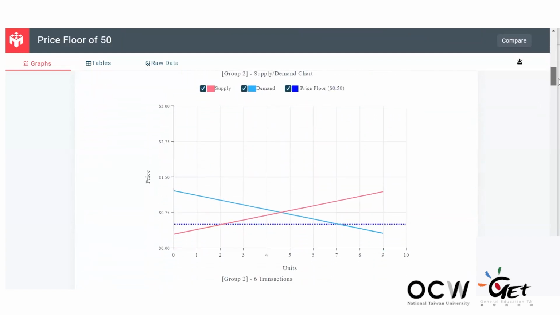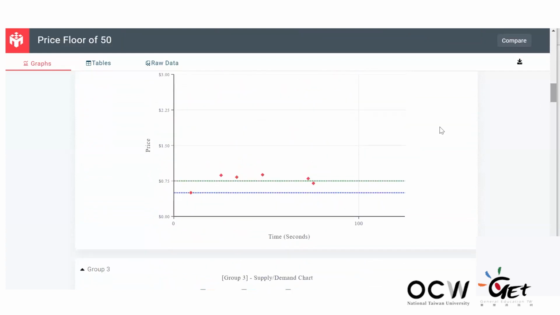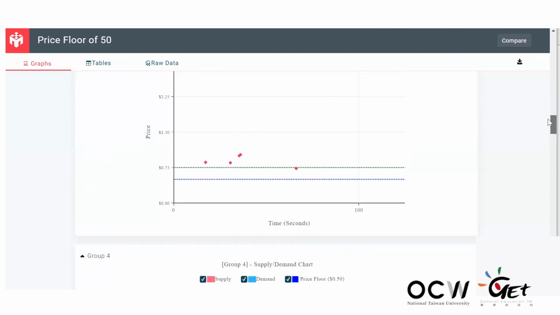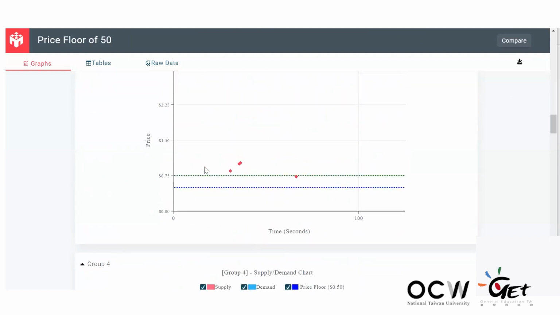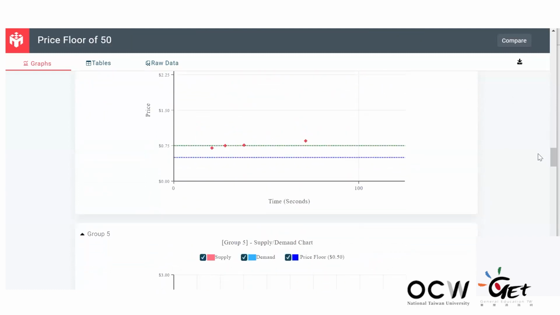Here's group 2. Somebody started at 50, but then the prices quickly converged to the price of 75, and it was not affected. Here's another group. Prices started high, maybe because last time was different, but not affected. And it converged to the price of 73 that was transacted here. And then here's group 4. 4 transactions, almost all very close to the 75 cents.